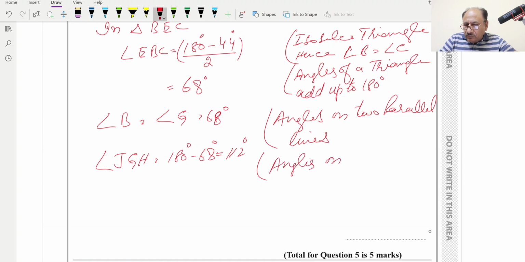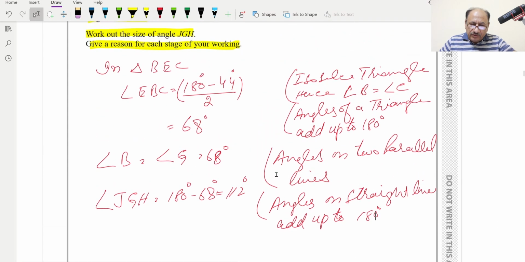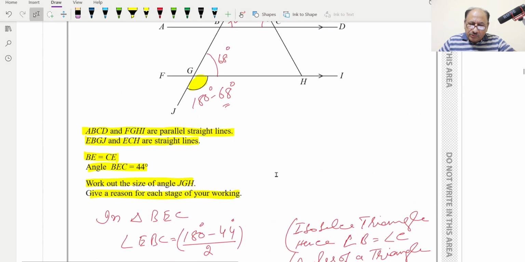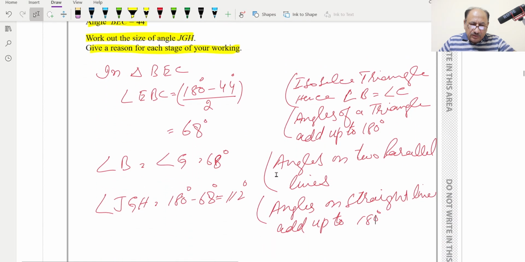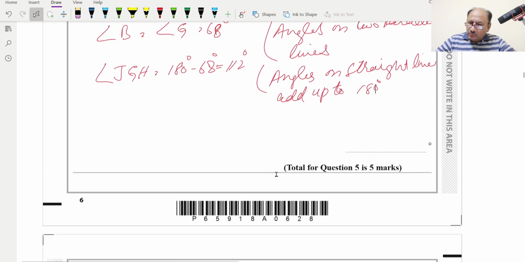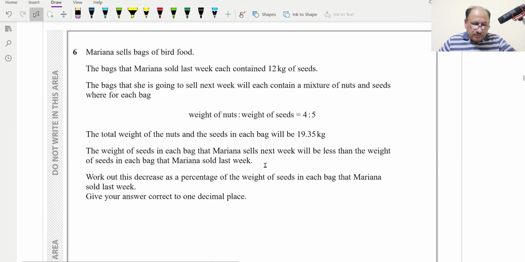Angles on a straight line add up to 180 degrees. So this is what we have written, the detail also, and this one angle JGH value is also 112 degrees, which we have found, and this is done.